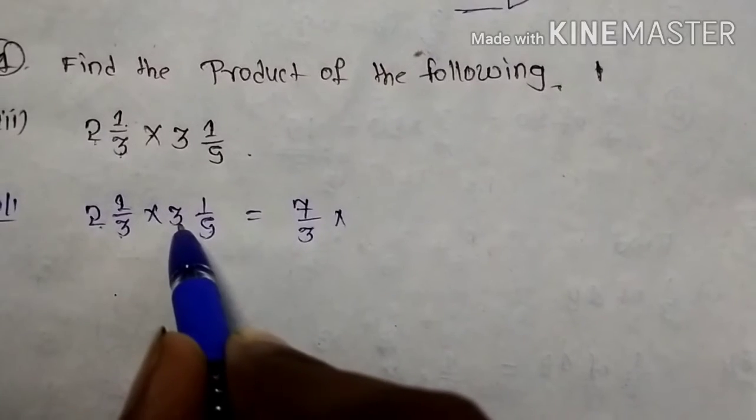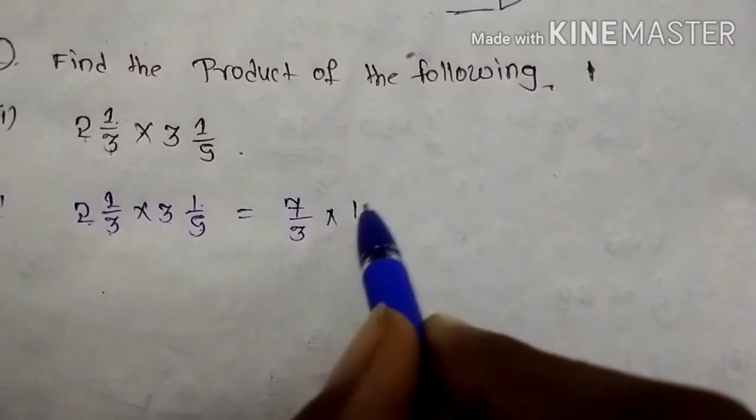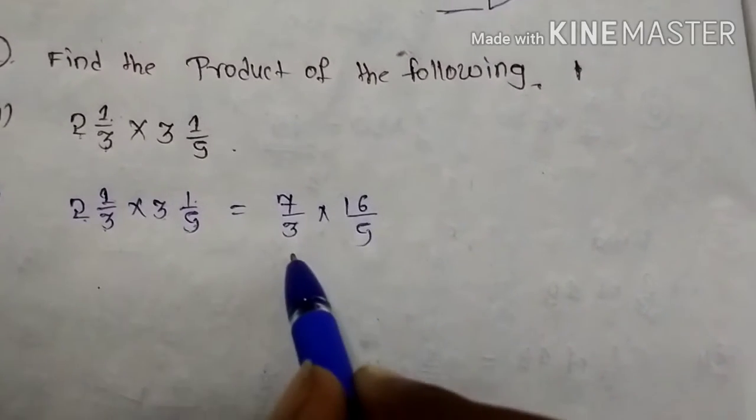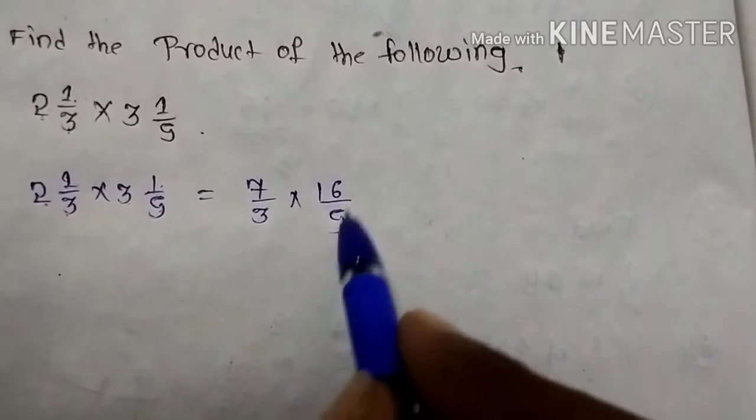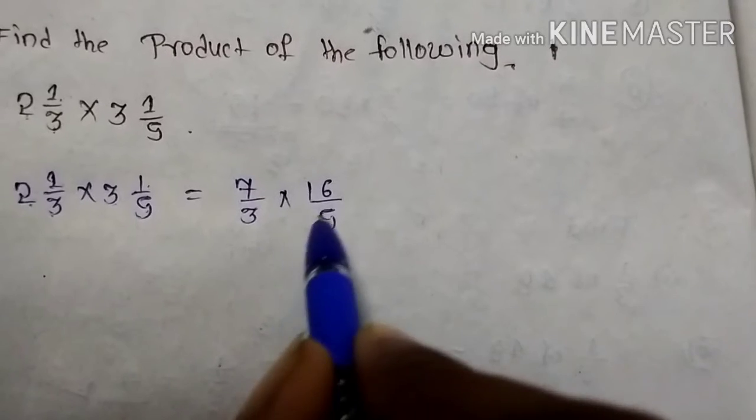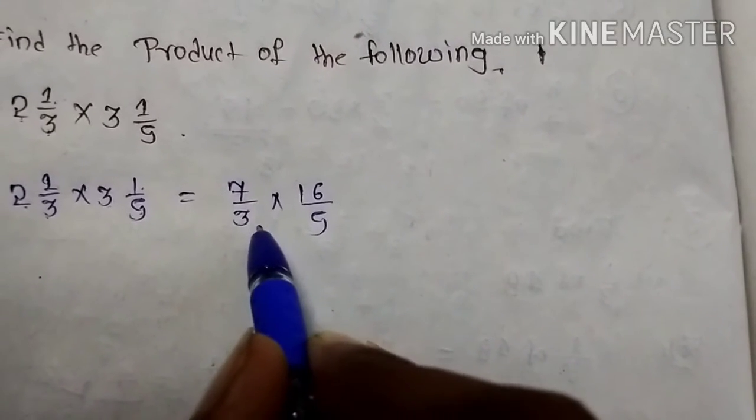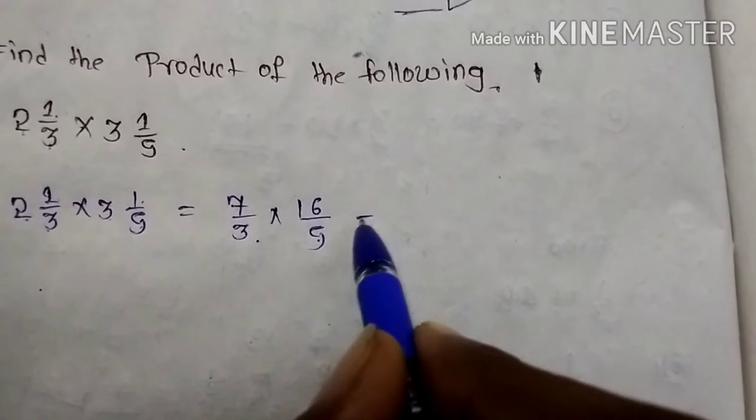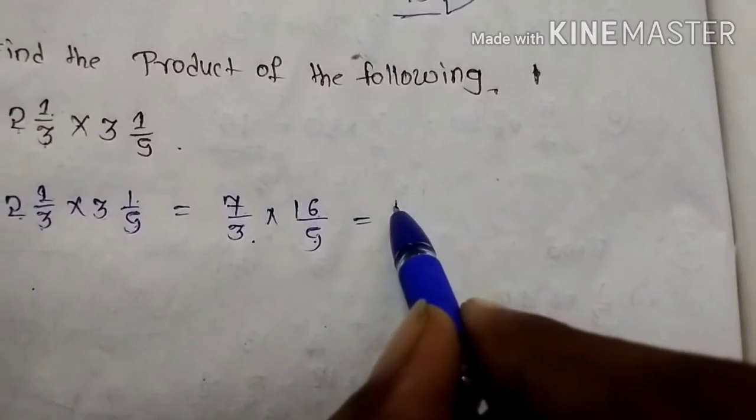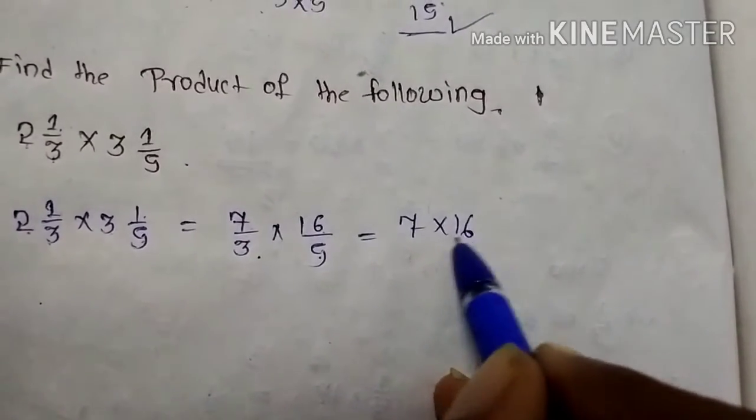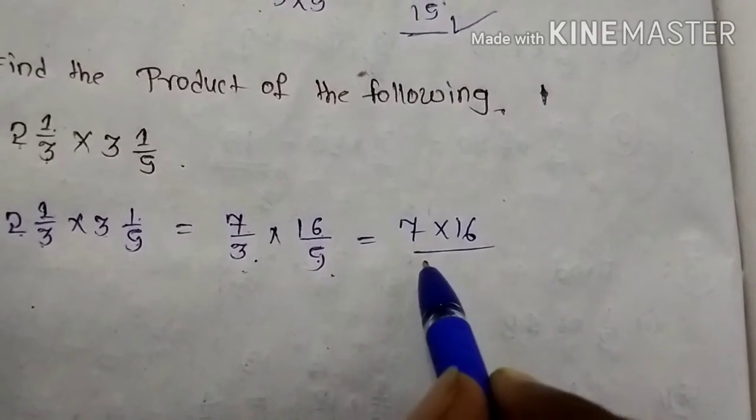Into 5 3s are 15, 15 plus 1 is 16 by 5. Is it possible to simplify? It's not possible. There is no common factor. So you can multiply. How can you find the product of the fractions? You know, to find the product of fractions you multiply numerator with numerator only, 7 into 16, and denominator with denominator only, 3 into 5.